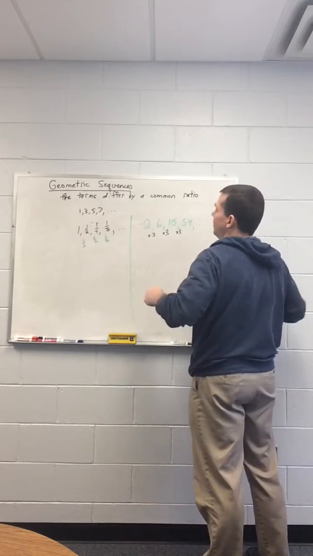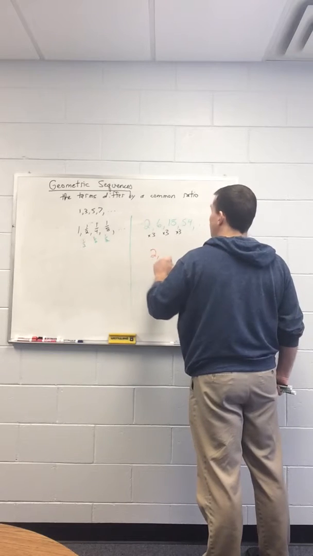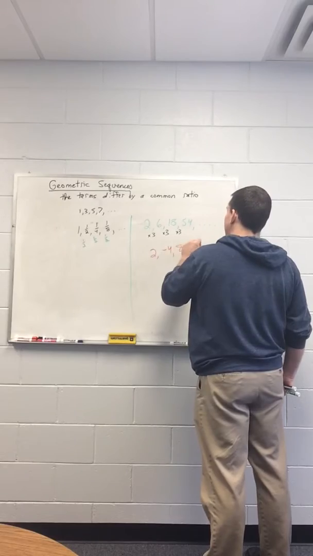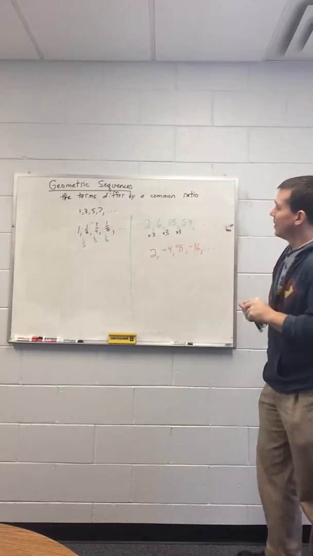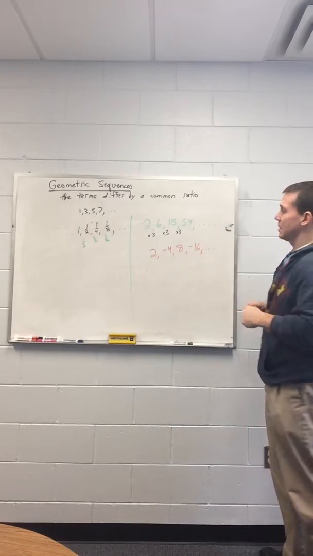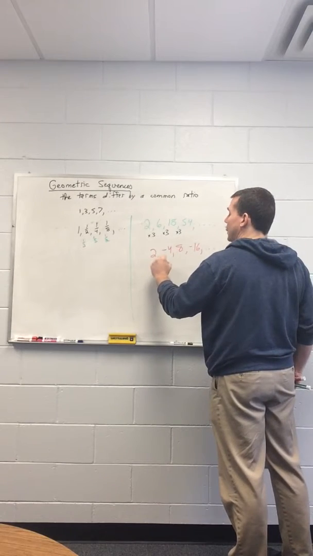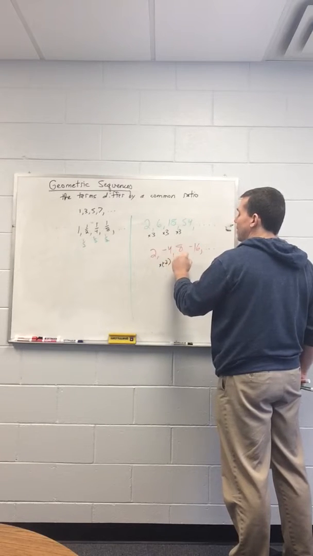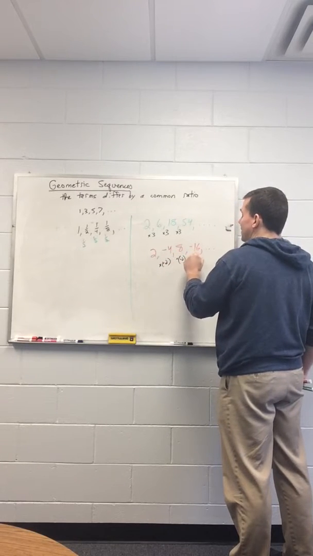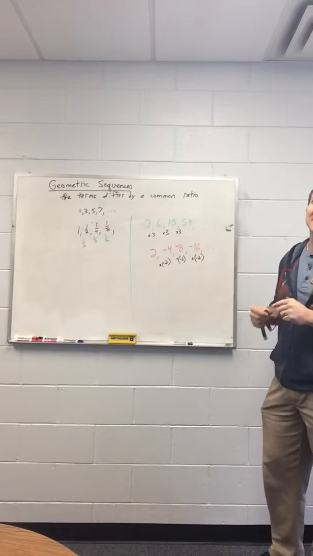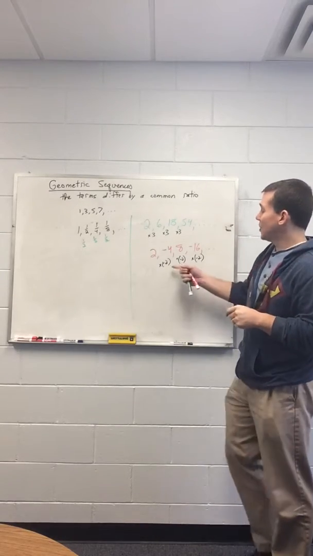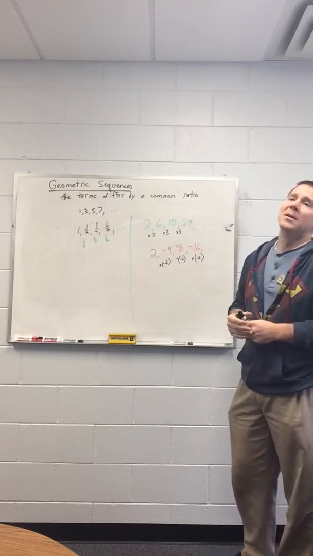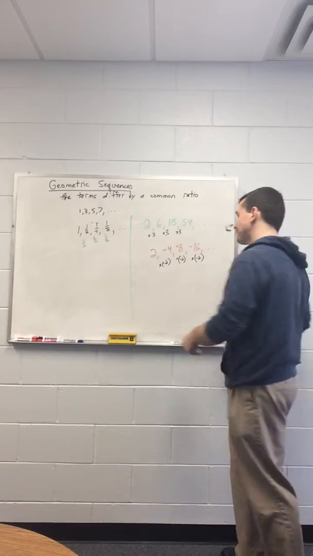One more. We can have something like 2, -4, +8, -16, and so on. In this case, to turn 2 into -4, I multiply by -2. Then -4 times -2 gives +8, and +8 times -2 gives -16. Which means if our ratio is negative, we can actually alternate the signs of our sequence from positive to negative. So there's lots of different things we can do.